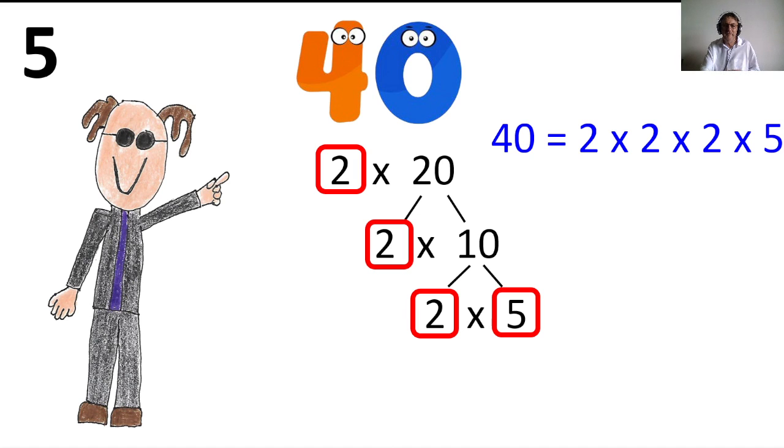How do we simplify it? It is 2 to the power of 1, 2, 3 times 5. 2 to the power of 3 times 5.